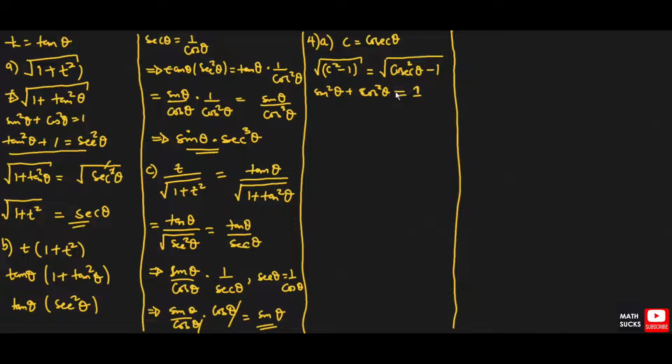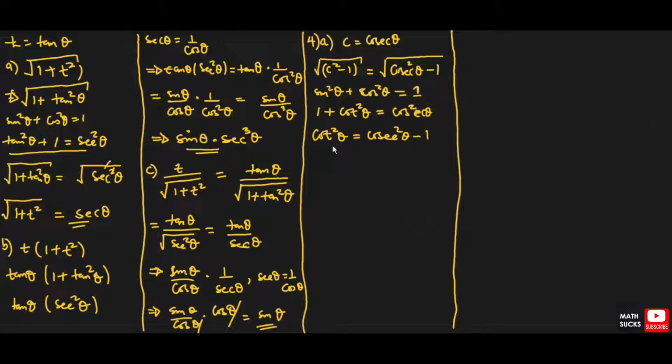And then cosec, we know it's 1 over sine, so just divide throughout by sine squared. That gives us 1 plus cos squared over sine squared, which is cot squared of theta, being equal to 1 over sine squared, which is the cosec squared of theta. Okay, so now you can see that we can take 1 to the other side, and that means we have cot squared theta being equal to cosec squared theta minus 1.